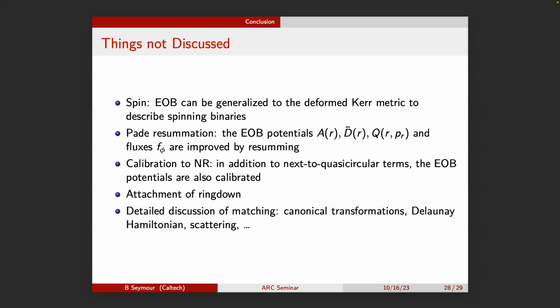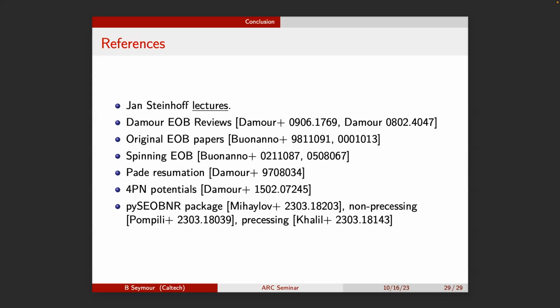People carefully thought about that. So if you look at the original papers, they're mostly going to be discussing this Delaunay Hamiltonian method. And then the references. There are these lectures by John Sanoff. Also, these EOB reviews by Damour are really good. And then there's also a lot of original papers that I cite right there, or the modern equivalents. So yeah, thank you very much. Let me know if you have any questions.